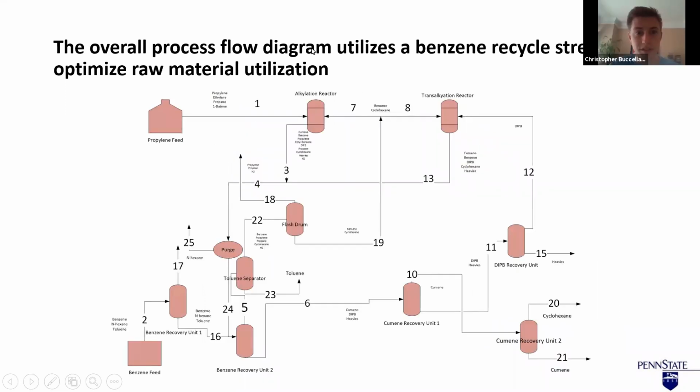Okay, so here you can see our overall process flow diagram for the process that we designed. There are several different unique characteristics of this process design. Specifically, we utilize a benzene recycle stream that attempts to conserve as much benzene as possible in order to cut down on our raw material costs. This process also utilizes a purge in order to cut out any unwanted impurities from building up in the streams that are very difficult to remove elsewhere.